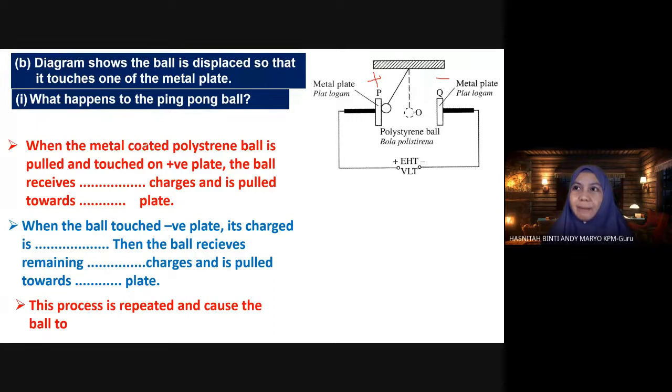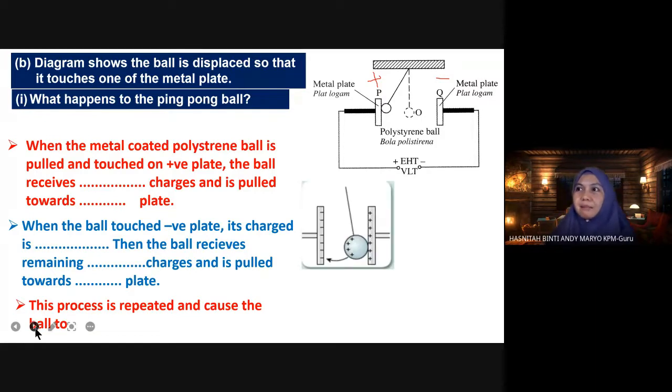When the metal coated polystyrene ball is pulled and touched on the positive plate, plate P, the ball receives what charge? Positive or negative charge? The ball receives what charge from metal plate P? It receives positive charges, and what happens? It will be pulled towards the negative plate, which is plate Q.